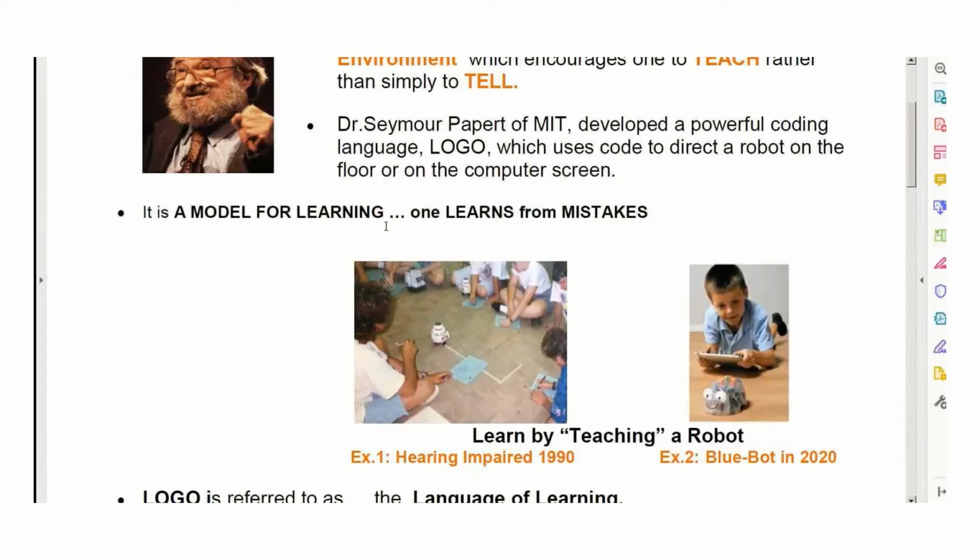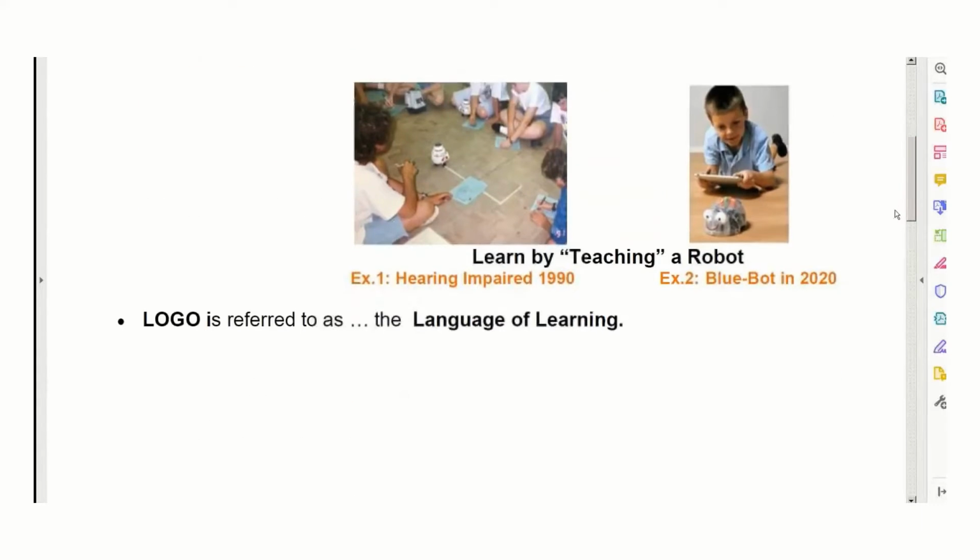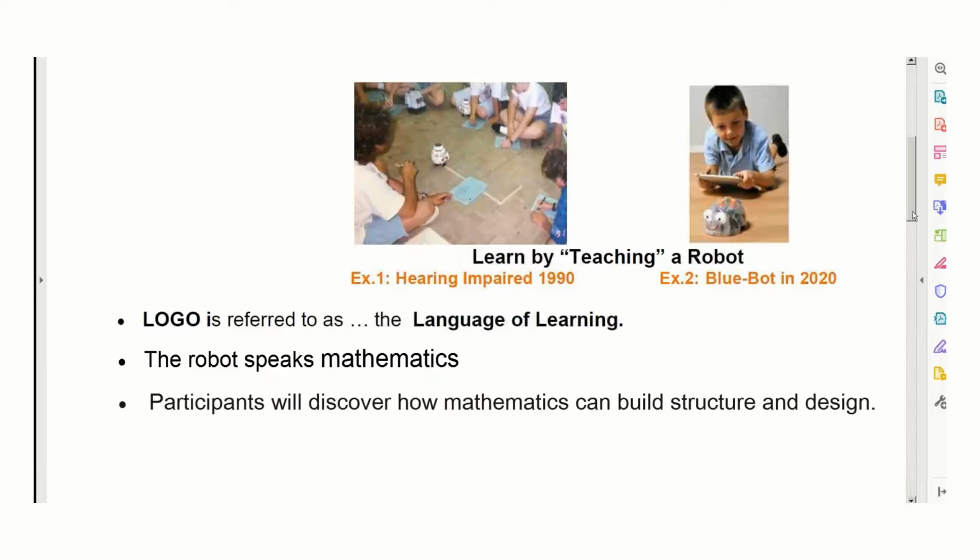Logo is a model for learning. One learns from mistakes. In these examples, we are learning by teaching a robot. In the first example, from 1990, working in a classroom. And in 2020, we are working with the Bluebot robot. Logo is referred to as the language of learning. The robot speaks mathematics, and through the use of challenges, participants will discover how mathematics can build structure and design.